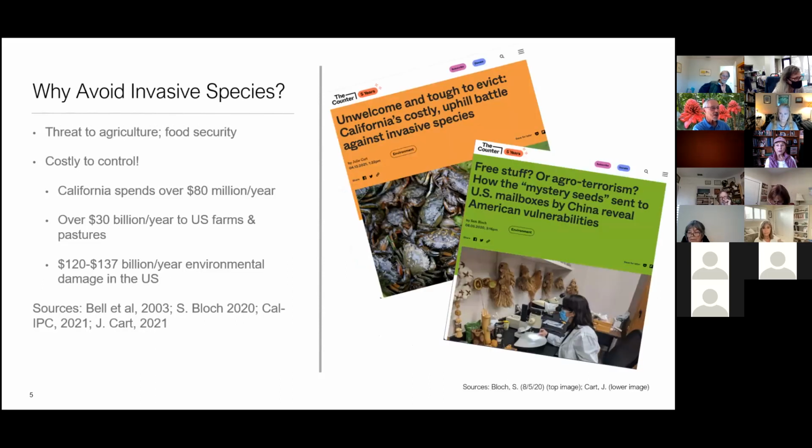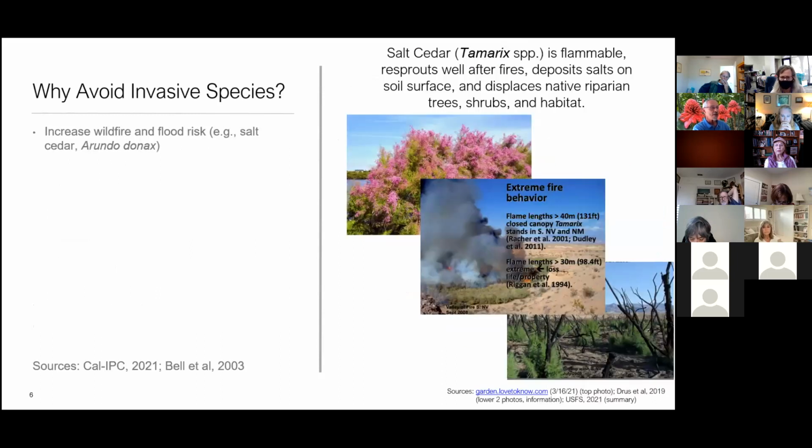For agriculture, we're spending over $80 million a year, and I frankly think that number is probably low, for controlling just invasive species problems on farmland. Similarly, over 30 billion a year nationwide, and over 100 billion a year is considered the environmental damage from invasive species. As an example, here's tamarisk.